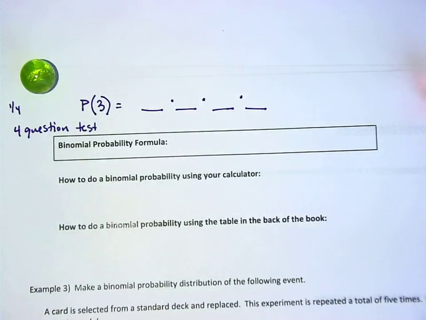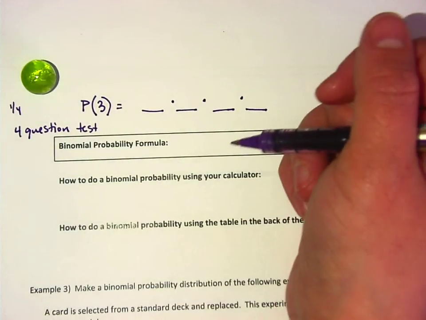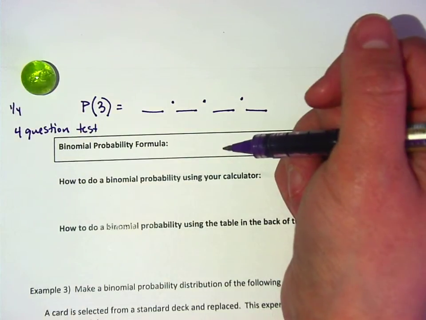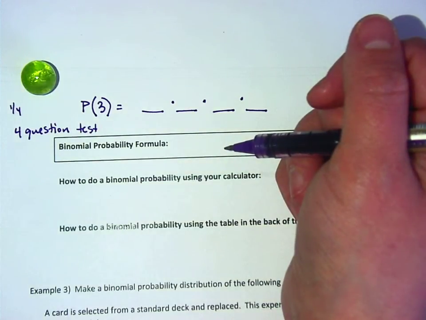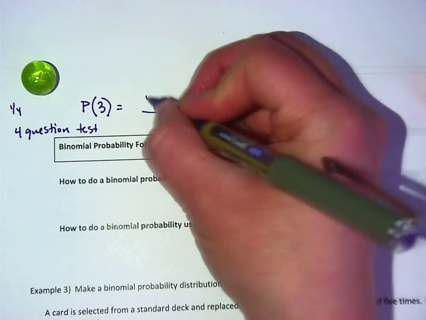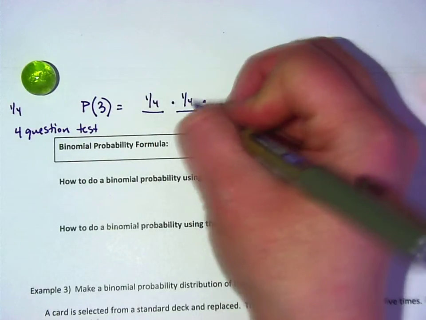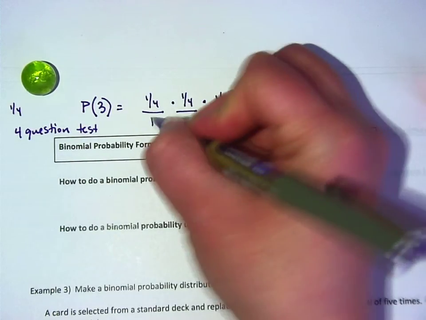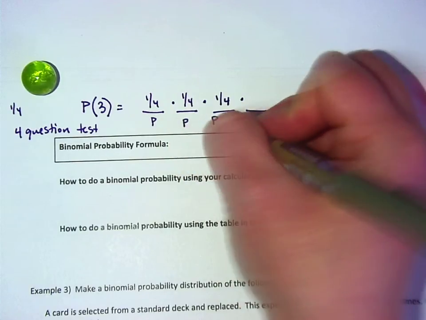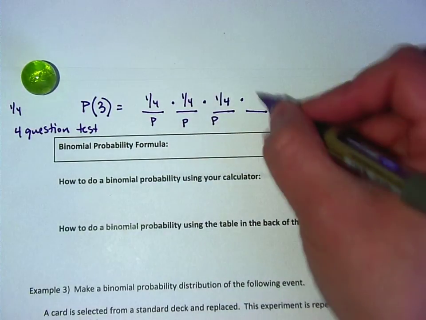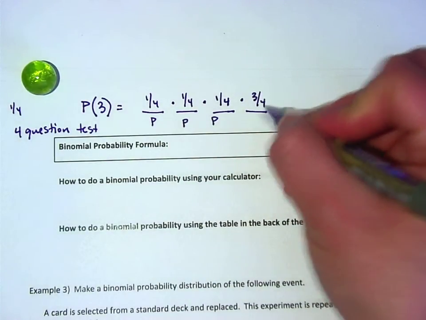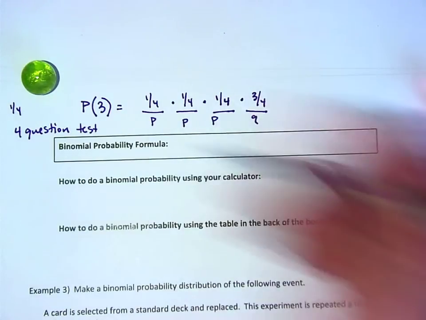Okay, Mason, do it. So if you need 3 right, the odds of getting 1 right would be 1/4. Right? So you do 1/4, 1/4, and 1/4. So you're basically saying I've had 3 successes right here? Yep. And the odds of you getting 1 wrong are 3/4. Okay. So I'm going to start writing this.